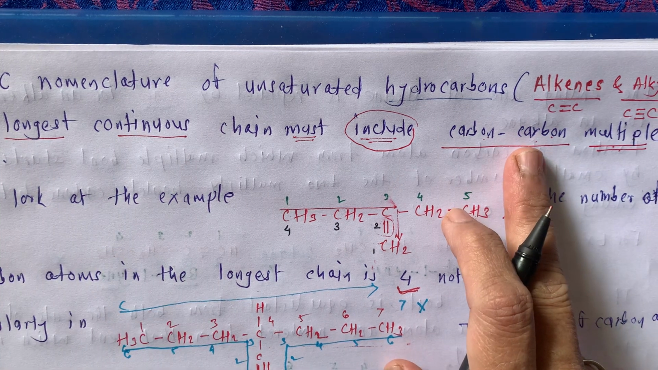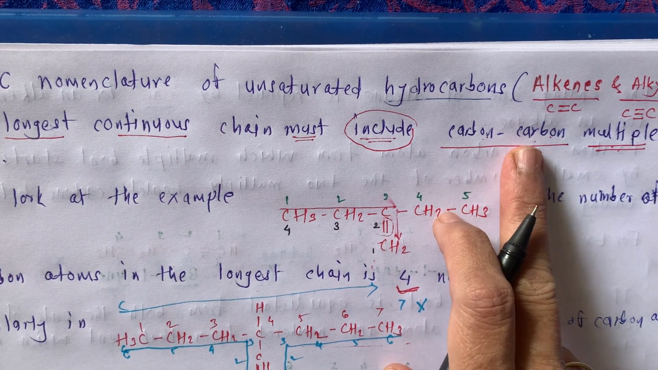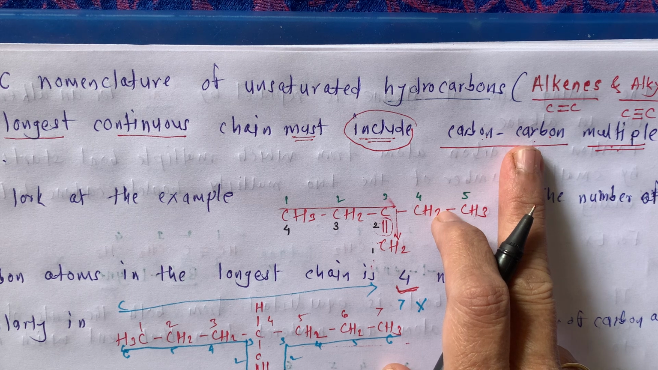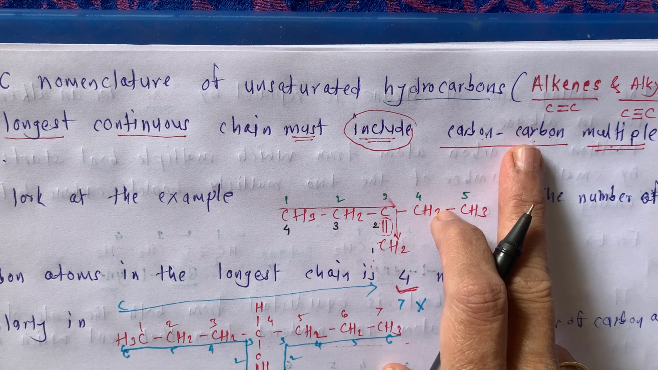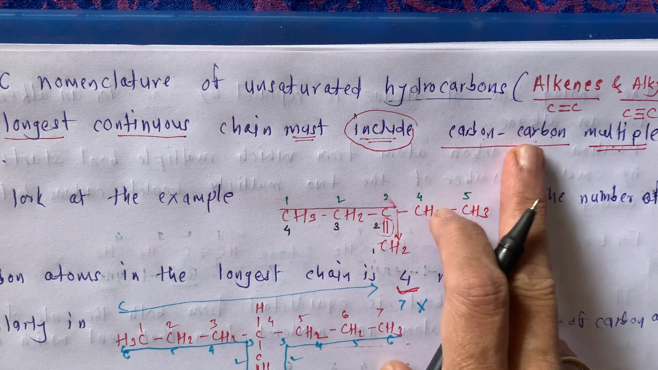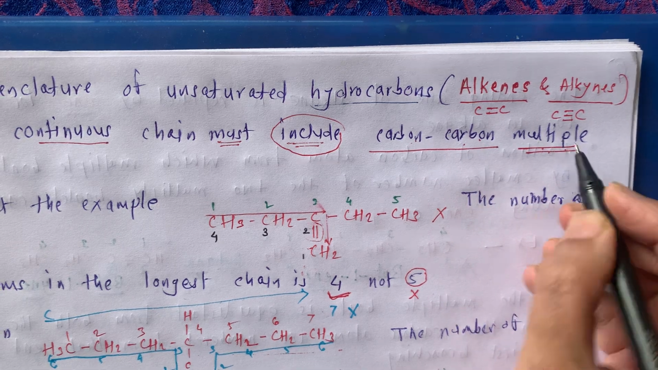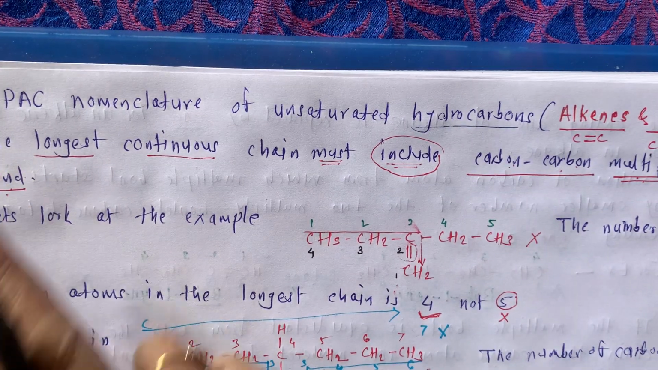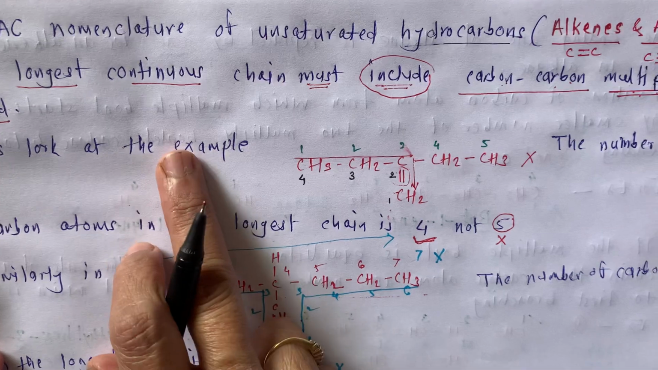Though there is another carbon chain which is a longer one, if there is no carbon-carbon multiple bond, then you should not consider that longest chain. You should consider the longest one which has a carbon-carbon multiple bond. Okay, so now see the example.